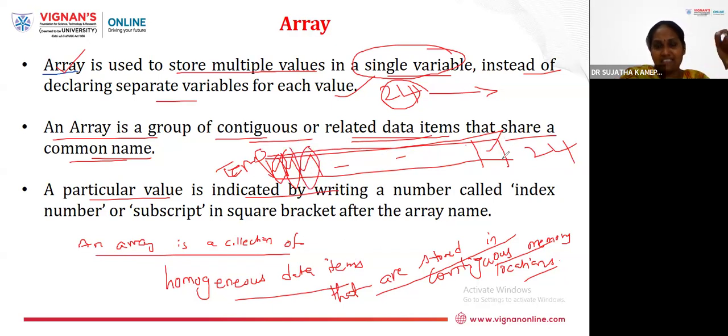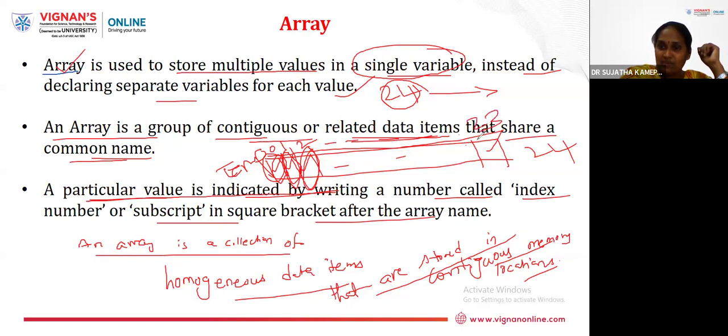So how to access each and every value, how to represent each and every value. A particular value is indicated by writing a number called index number or subscript in square brackets after the array name. The index values for this array are: this element is represented with an index 0, this element with an index 1, this element with an index 2, and so on. Since 24 elements are there, the last becomes 23.